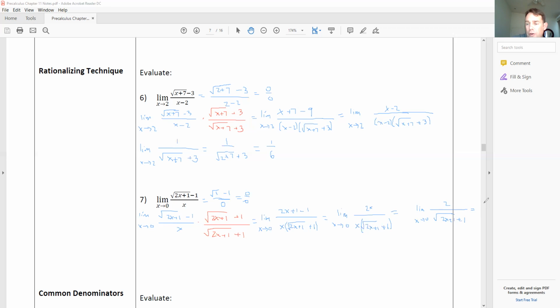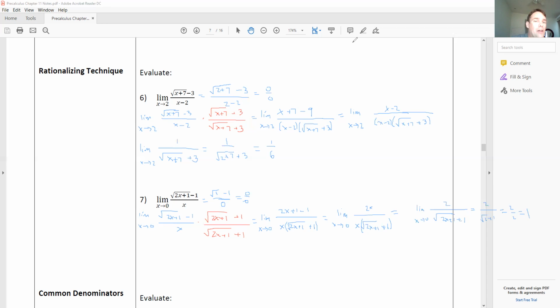And then when you plug the 0 in there, friends, you get 2 over the square root of 1 plus 1, which is 2 over 2, which is equal to 1. So we can use this rationalizing idea as well.